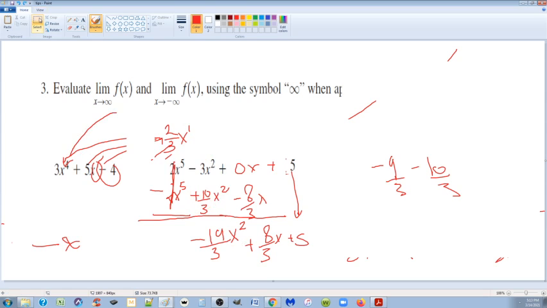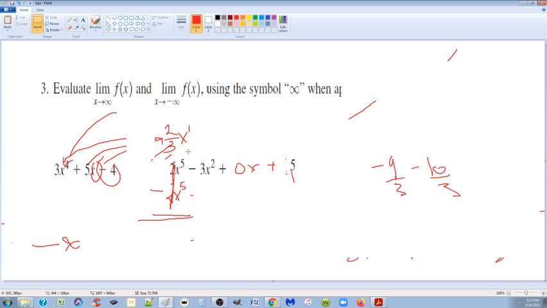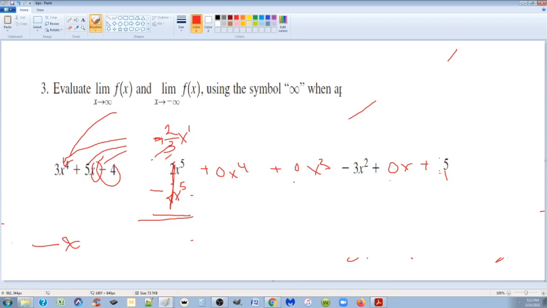Actually, you know what? I actually did that wrong, because you also have to do the same thing with these, and you have to create a bunch of 0x to the 4s plus 0x to the 3s in order to do it right. And you would do it over here as well.